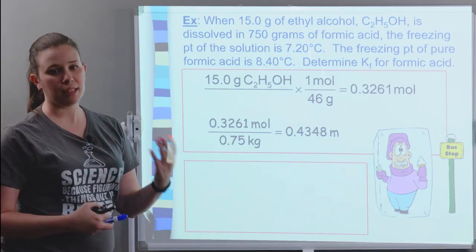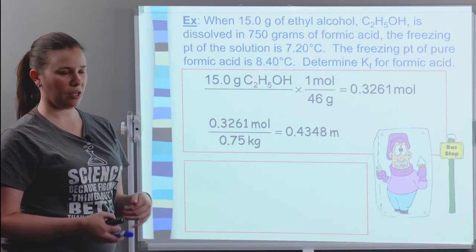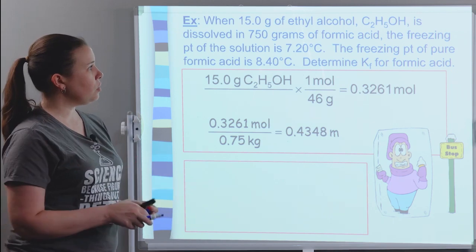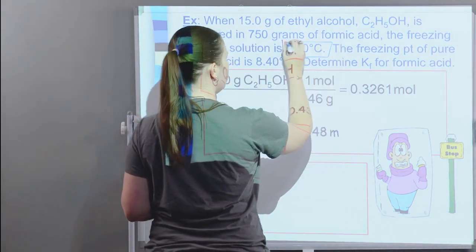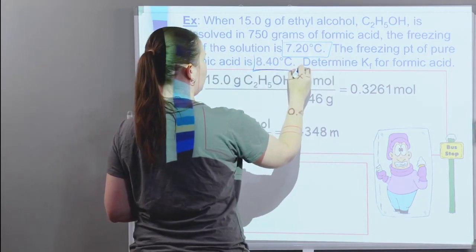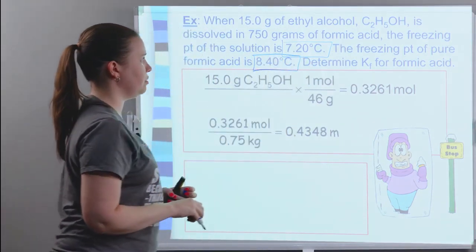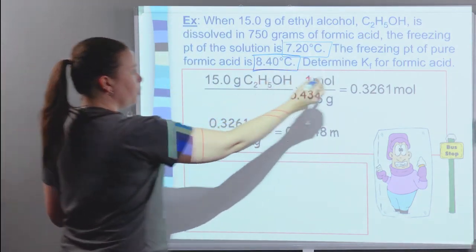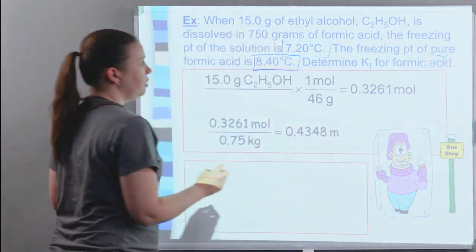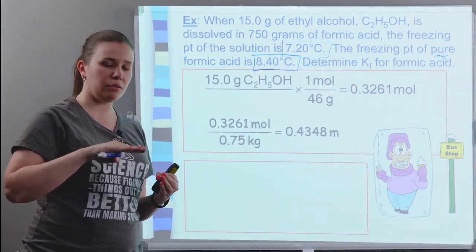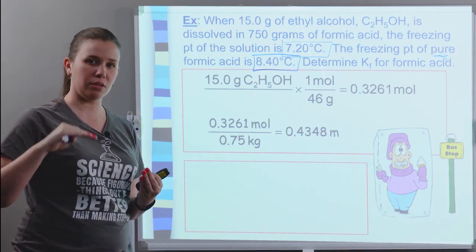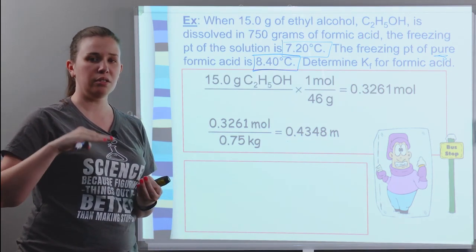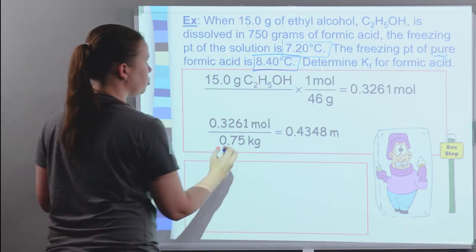Now that I have the molality, I can start thinking about my next formula. The next formula was delta T equals the KF times the molality. But what is going on with my delta T's here? I have 7.20 degrees Celsius and I have 8.40 degrees Celsius. The pure formic acid would give you basically the 0 degrees Celsius for water. What temperature does water freeze at when it's pure water? 0 degrees Celsius.